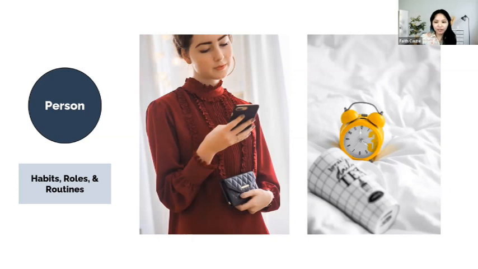Routines are patterns of behavior that provide structure to your daily life, like a morning routine or a weekend routine. And roles are aspects of your identity that are shaped by your culture and context, like being a parent or being an employee.